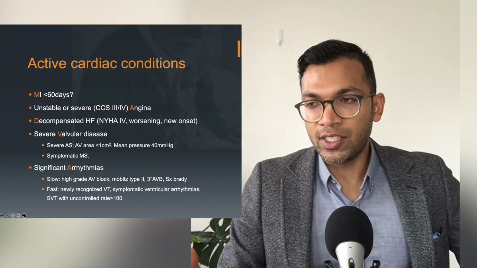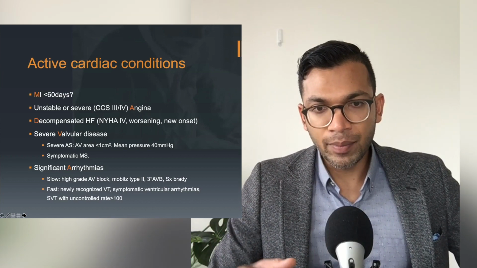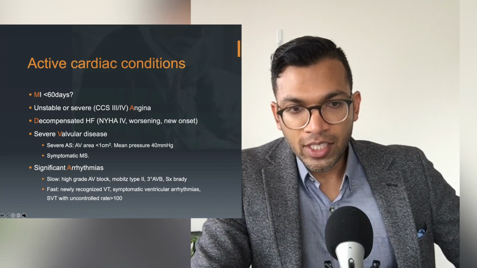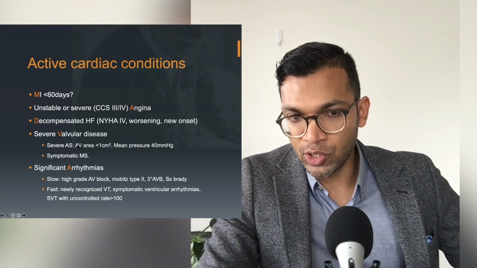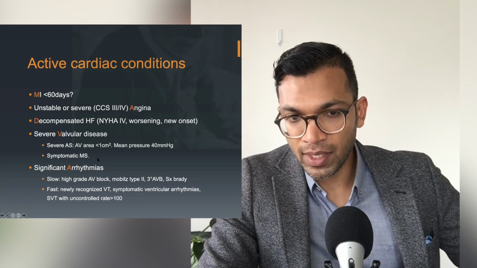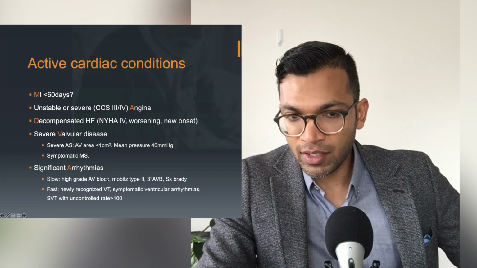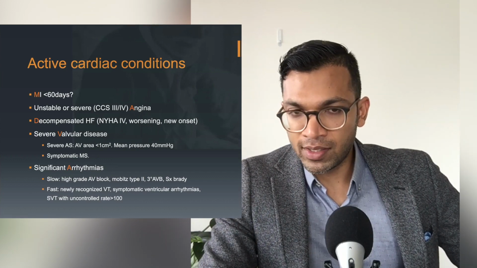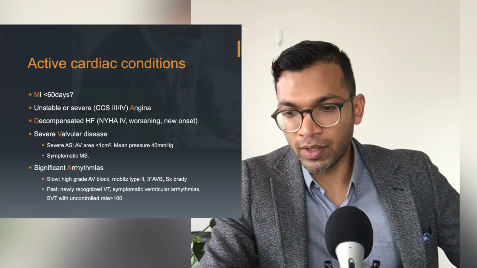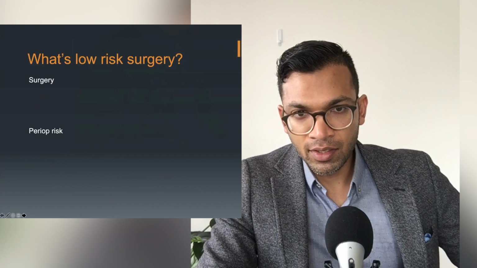So these active cardiac conditions are recent MI, which is judged as 60 days in this guideline, unstable or severe angina, decompensated heart failure, severe valve disease, the stuff that kills you, such as severe AS or symptomatic MS, and then significant arrhythmias, all the really bad slow stuff, all the really bad fast stuff, or uncontrolled stuff. If that's active, I then postpone and refer. So that's what every anaesthetist really loves.